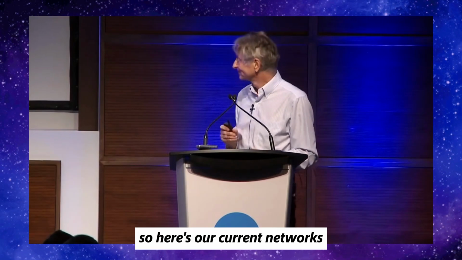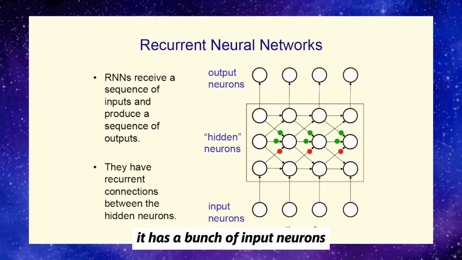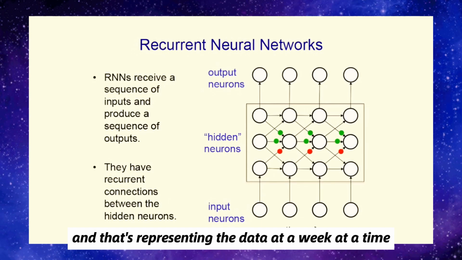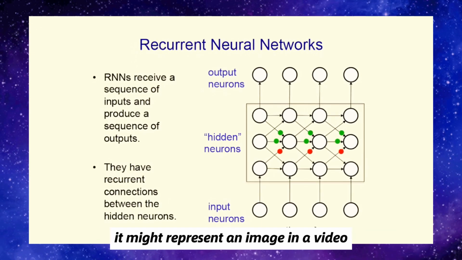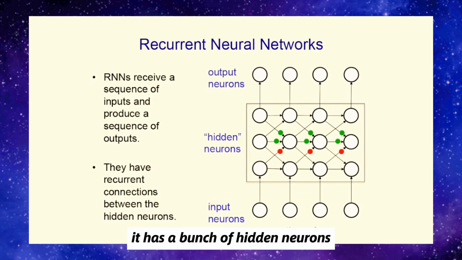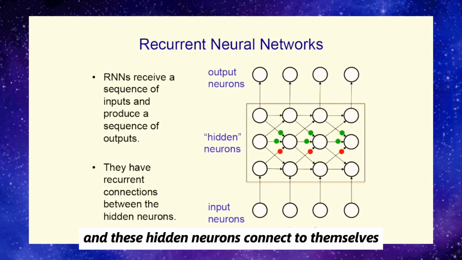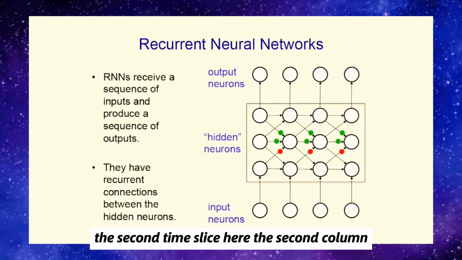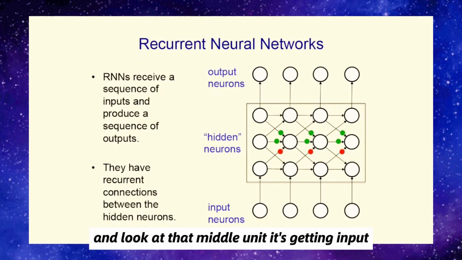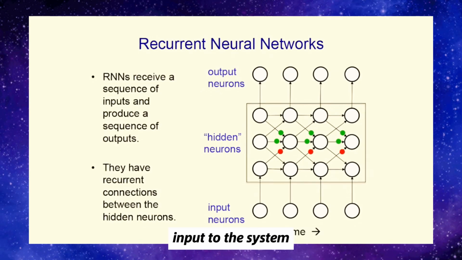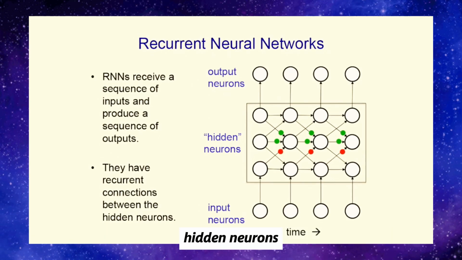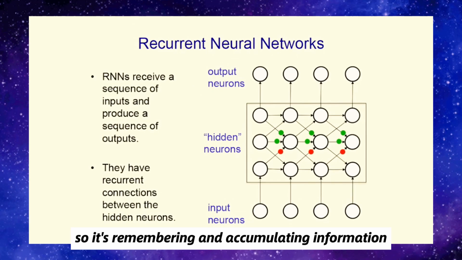So here's how a recurrent net works. It has a bunch of input neurons, not just one like it shows here, but a bunch. And that's representing the data at a particular time. So it might represent a word in a sentence. It might represent an image in a video. That's the input. It has a bunch of hidden neurons. And these hidden neurons connect to themselves. So if you look at the second time slice here, the second column, and look at that middle unit, it's getting input. It'll get some input from the input to the system, which might be the video frame or the word. It'll also get input from the previous state of all the hidden neurons. So it's remembering and accumulating information.